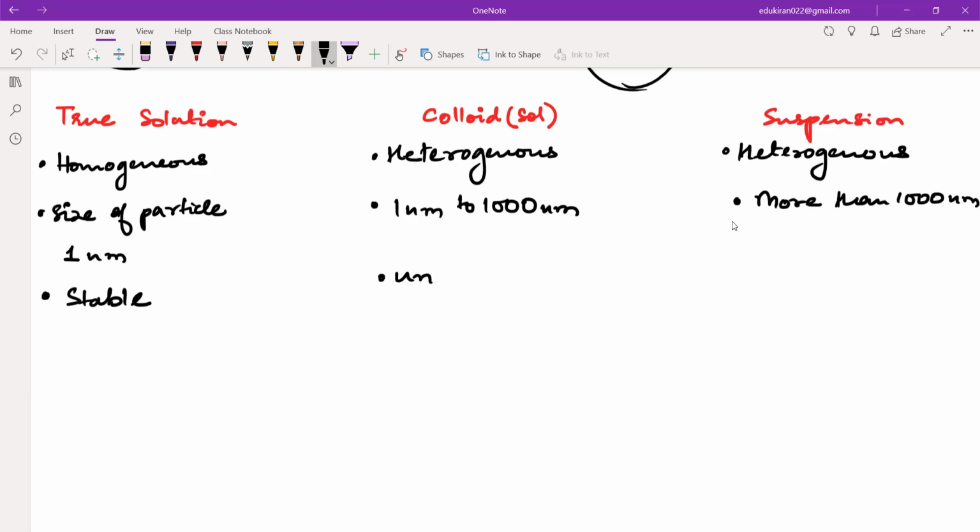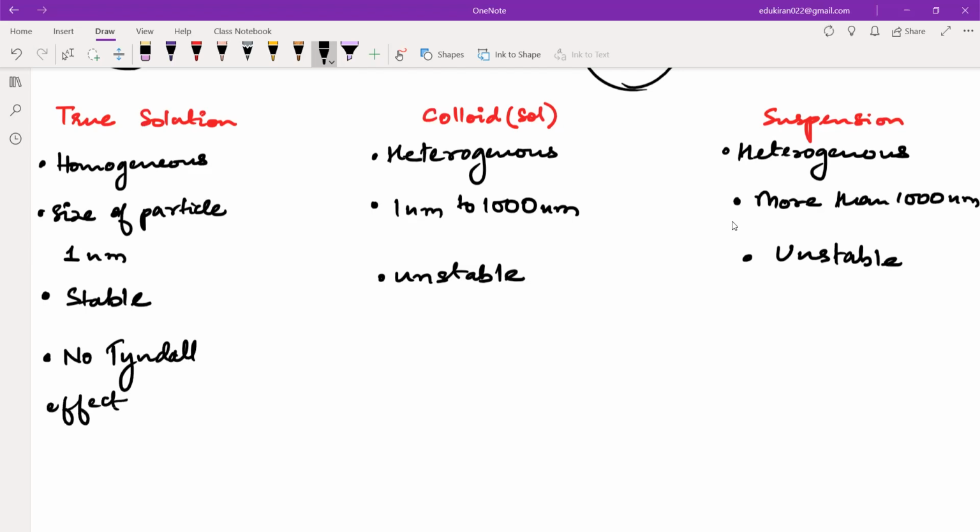Colloid is unstable. Now this is stability, and instability is only relative. And in suspension, it is going to be unstable. Now, there are a few things that I will write here. The first thing is that a true solution shows no Tyndall effect. Colloids will show the Tyndall effect. And suspension may or may not show the Tyndall effect.